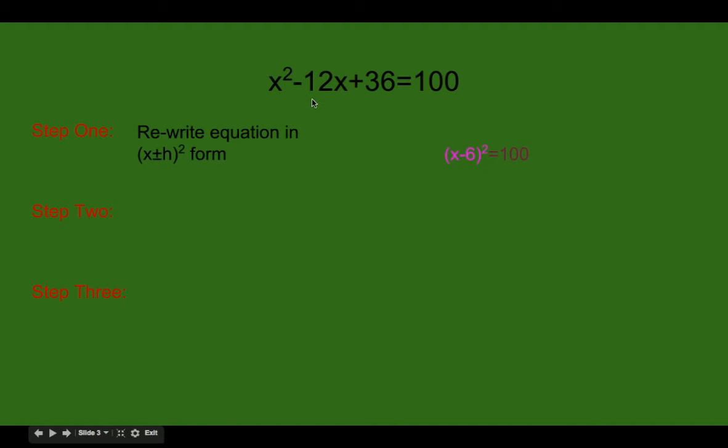So half of our b in this equation is 6. And we are subtracting 6 because our b in this equation is negative. If our b in this equation was positive, we would be adding 6.